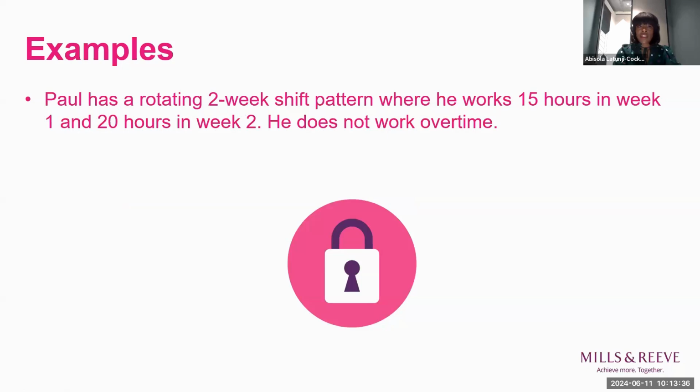Just to contrast that a little bit, let's take the example of Paul, who has a rotating 2-week shift pattern, working 15 hours one week and 20 hours in the next, and he doesn't work any overtime. Whilst your initial thought might be that he's a variable hours worker for the purposes of the legislation, actually, because his shift pattern is set, notwithstanding that it changes from week 1 to week 2, he wouldn't be an irregular hours worker for the purposes of the legislation.